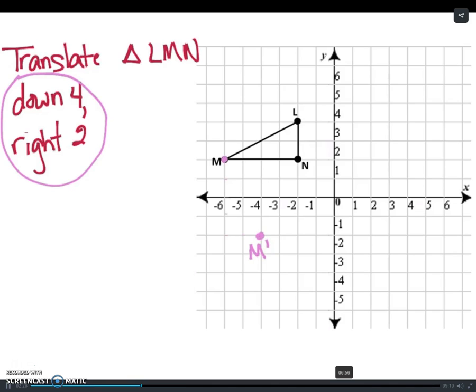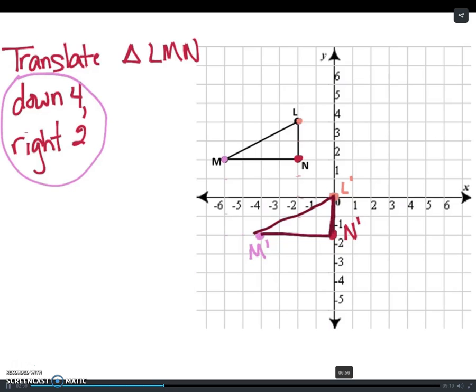Alright? So next we'll do L. So L, count down 4, 1, 2, 3, 4, and to the right 2. And so this is our new coordinate for L, so it's L prime. And N, count down 4, to the right 2, and there you have N prime. And then you can connect all of those coordinates to create your new triangle.